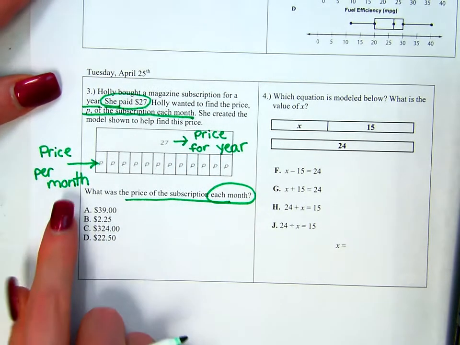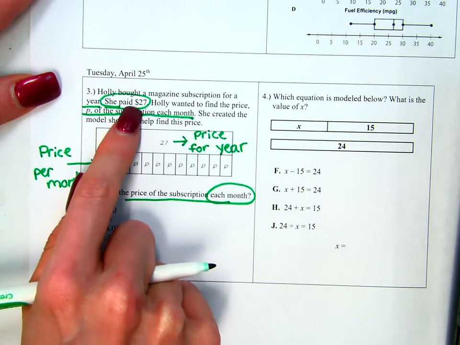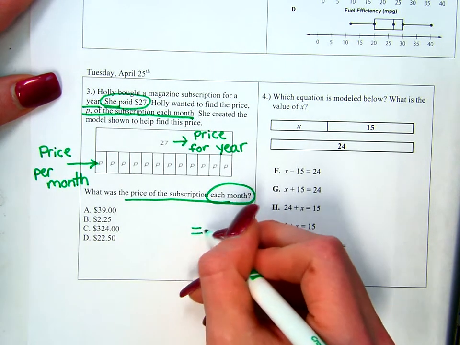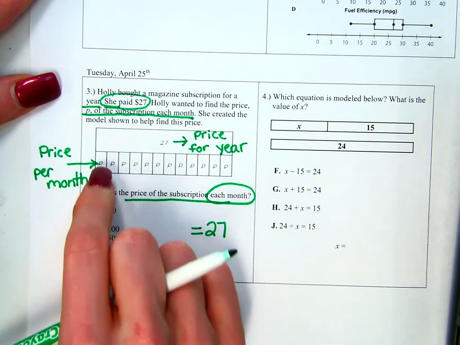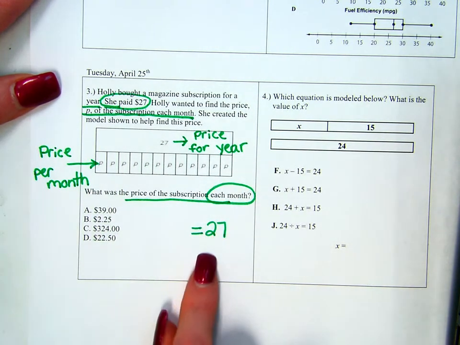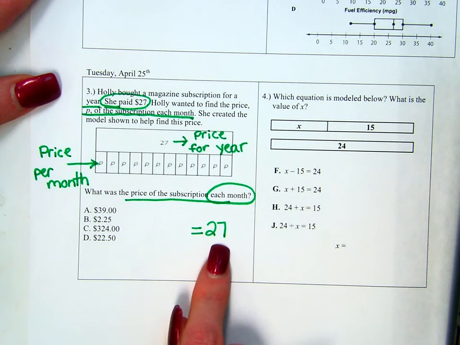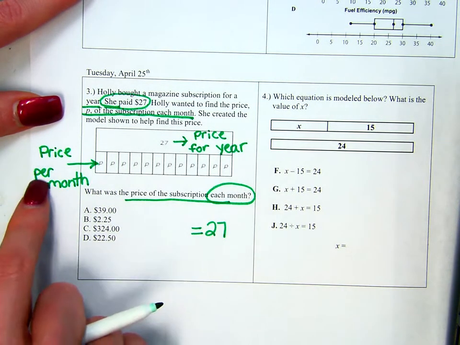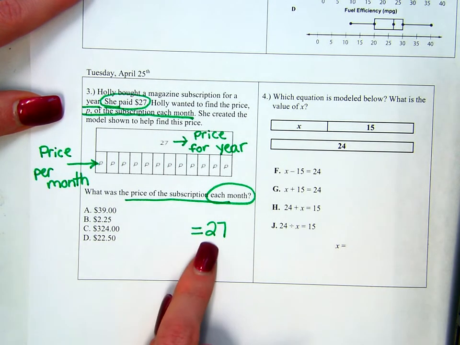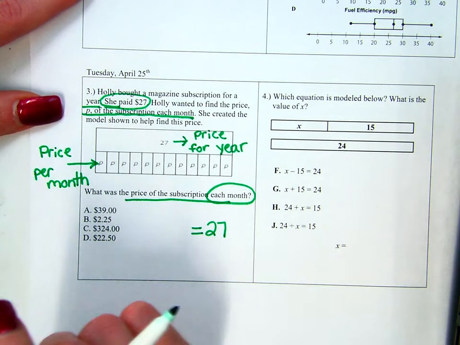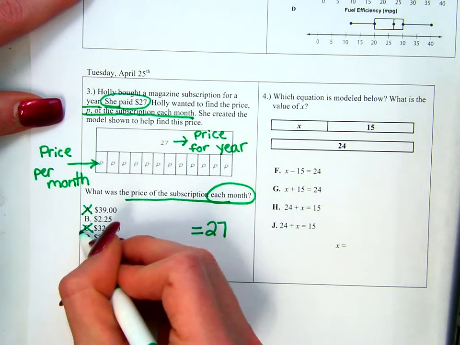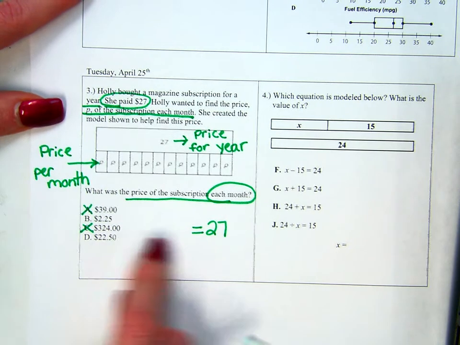Just from the labeling, if I know that the total for the year was $27, and I'm trying to find the price per month, I know that I need to find a price smaller than 27 because I'm going from the year to the month. I know that the total year is 27, so the price per month must be smaller than 27. Just by reading and labeling, I can eliminate A and I can eliminate C because those prices are bigger than 27.